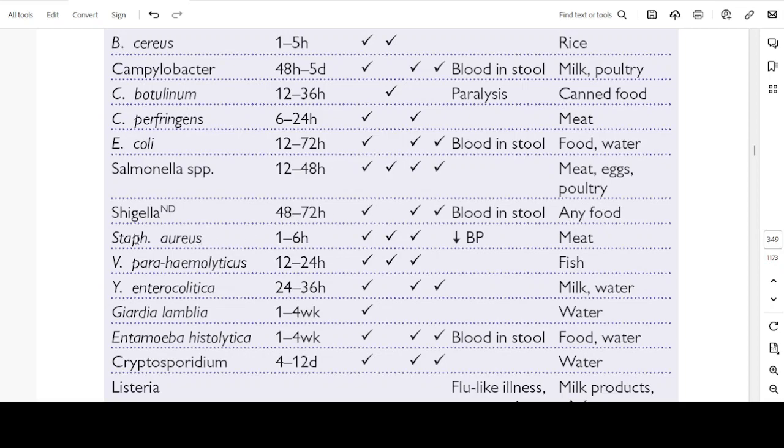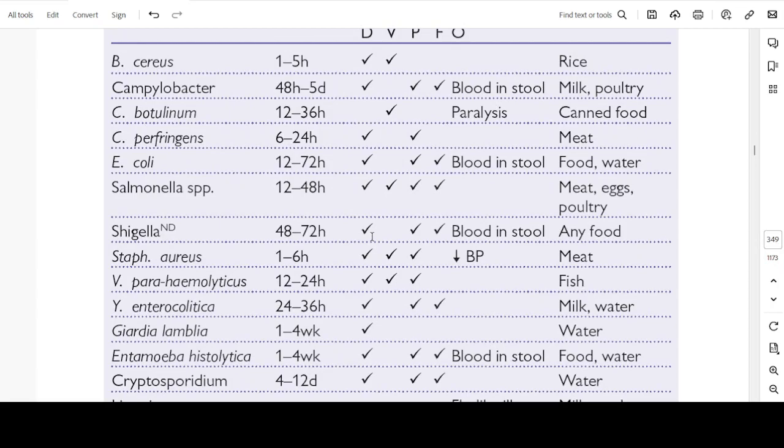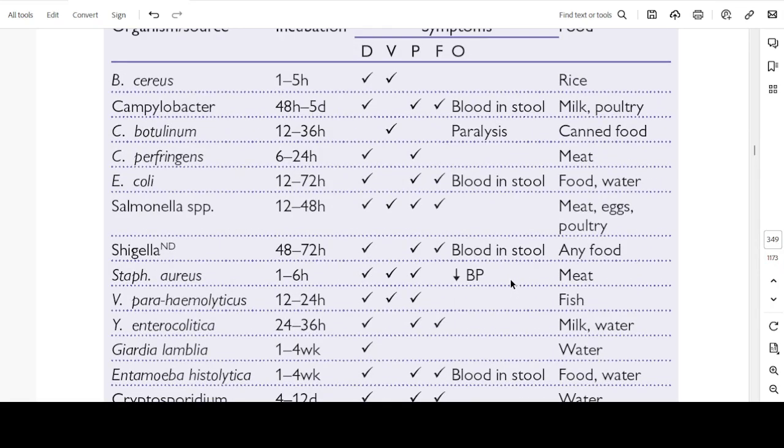There is no vomiting. Staph aureus 1 to 6 hours again. Bacillus cereus 1 to 5 and staph is 1 to 6. Again there is a preformed toxin in here. So it is due to meat, that is not properly heated meat. Properly cooked meat. Staph aureus diarrhea causes reduction in blood pressure.